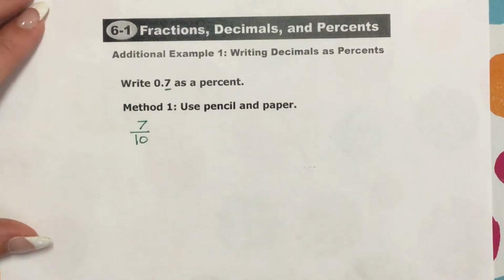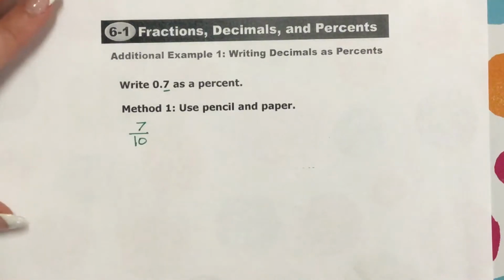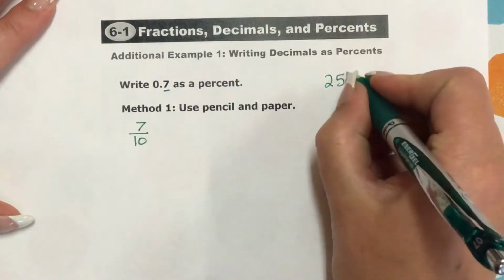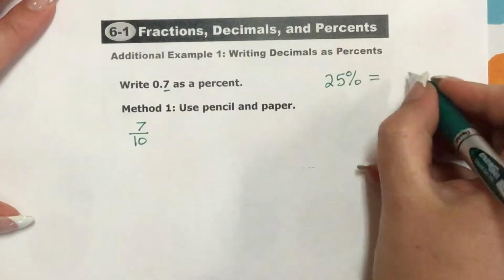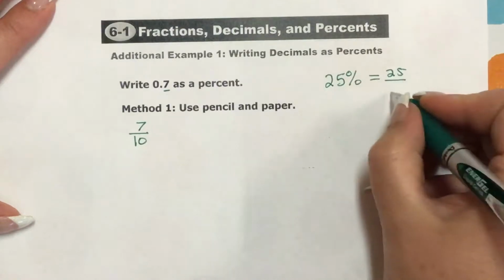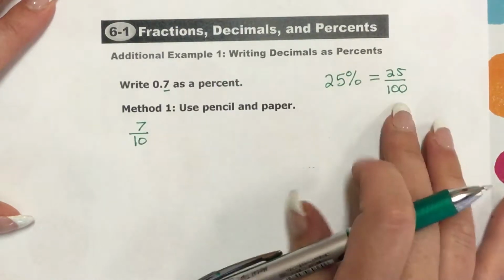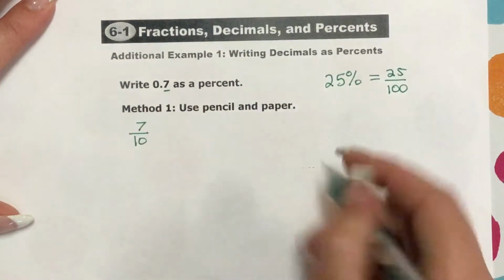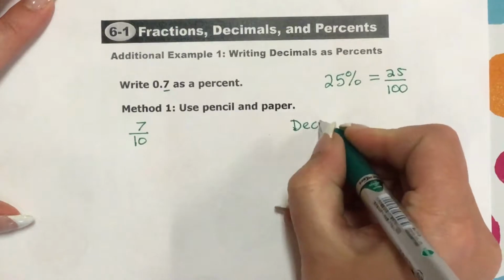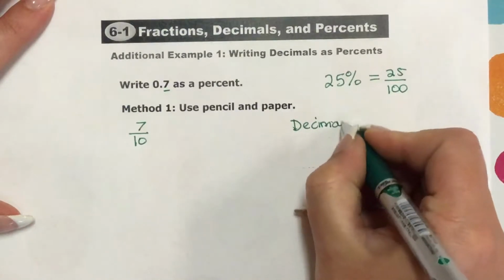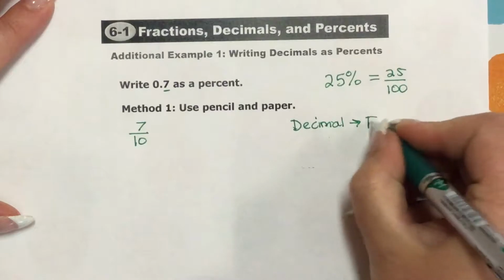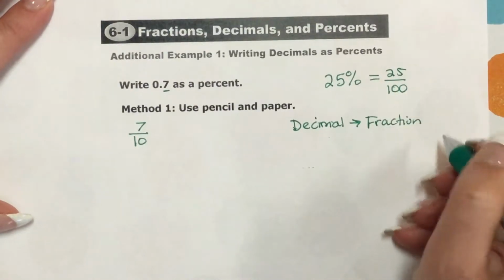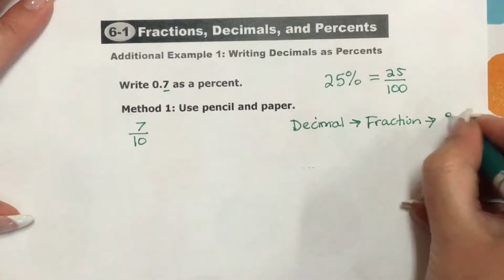Now, what we know about percentages is that a percentage, let's say if I have an example like 25%, that is the same thing as 25 over 100. So that is the fraction equivalent. So in this, we started with a decimal. We're going to convert that into a fraction, and once we have our fraction, we are going to convert that into our percentage.